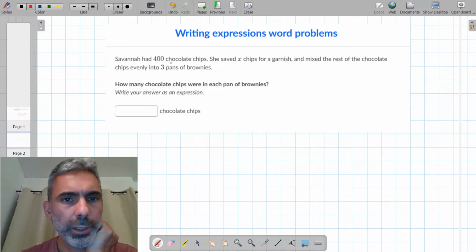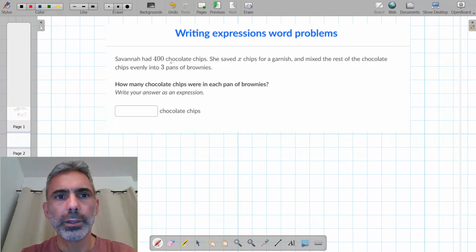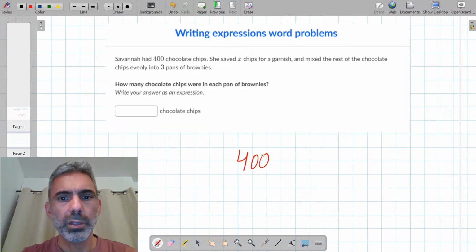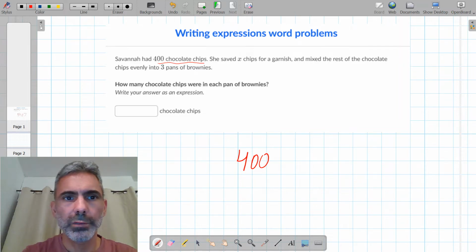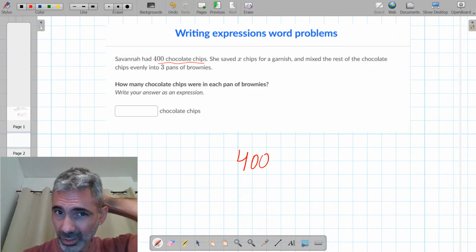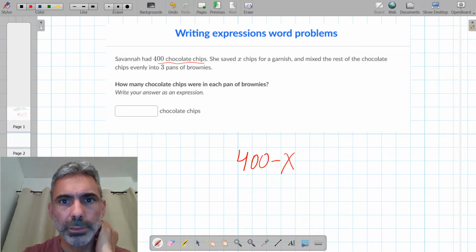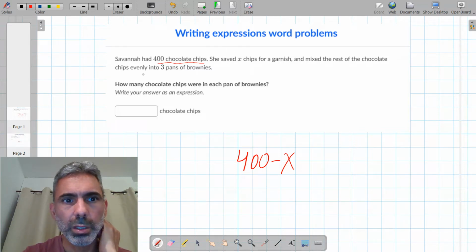Savannah had 400 chocolate chips. She saved X chips for a garnish. So 400 is the initial number of chocolate chips. She saved X chips for a garnish and mixed the rest of the chocolate chips evenly into 3 pans of brownies. So from the 400, we need to subtract the X chips, and the rest of the chocolate chips she used in 3 pans of brownies.